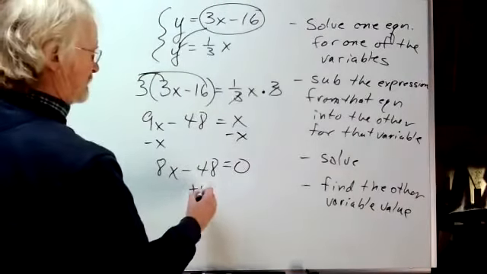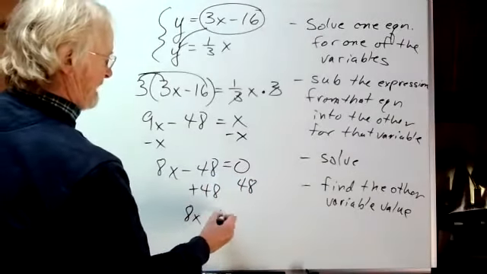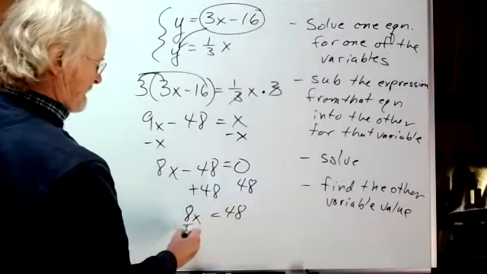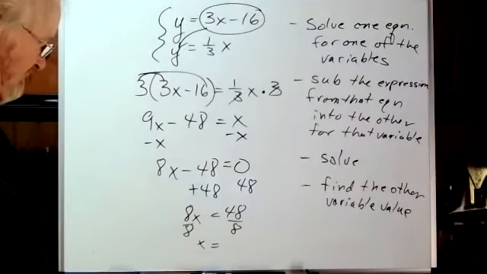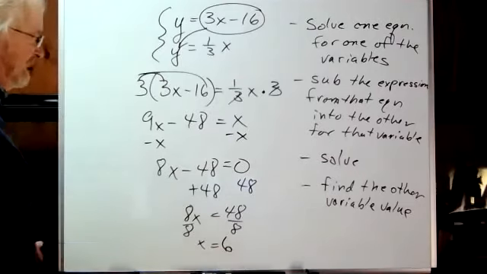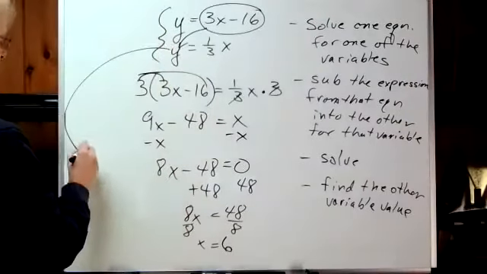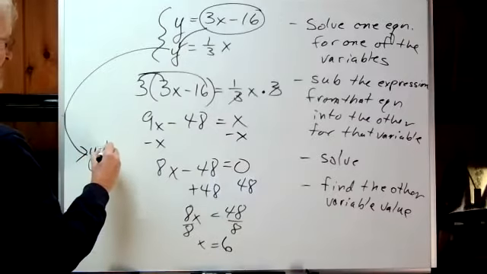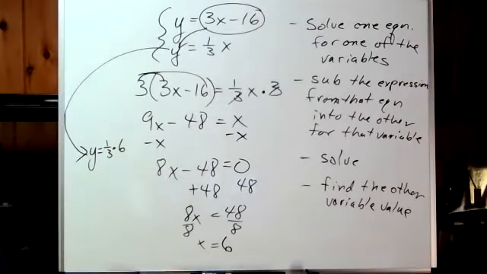I'm gonna add 48 to both sides. You get 8x and 48. Dividing by 8. You know your math facts, right? 48 divided by 8, 6. Multiplication tables. All right. So now I have my x value, and I need to plug it into one of those up there. Yeah, 6, that's not too bad. Let's try this one. Y equals 1/3 times 6. That's it, right? 1/3 of 6, y equals 2.